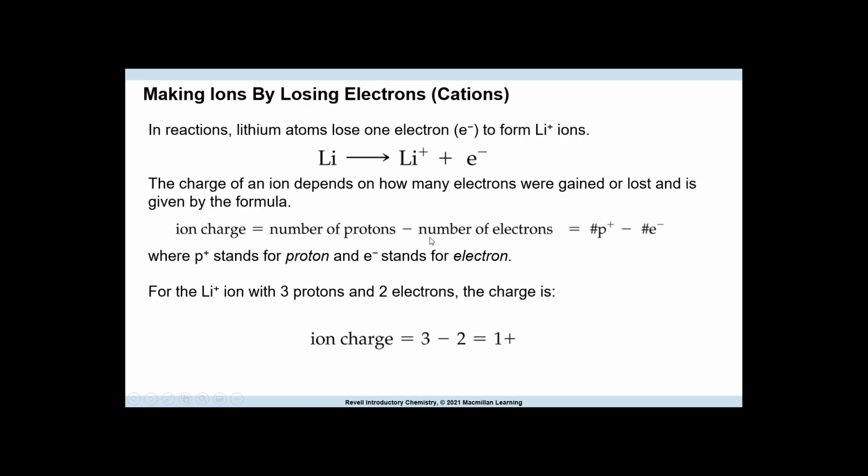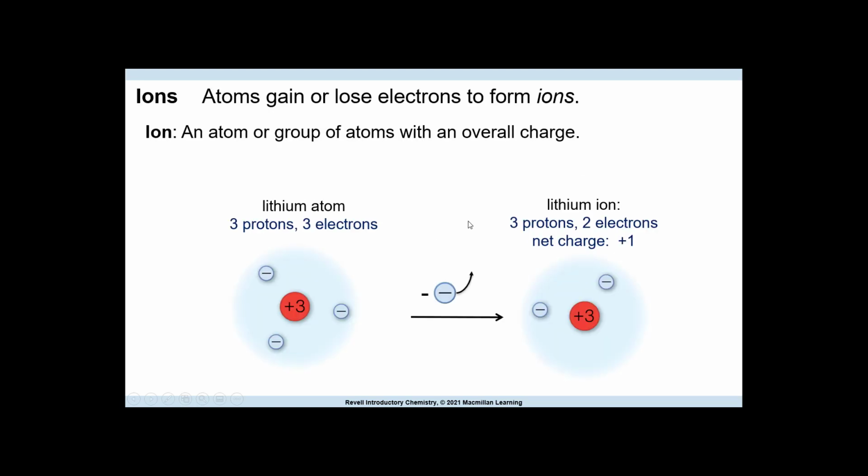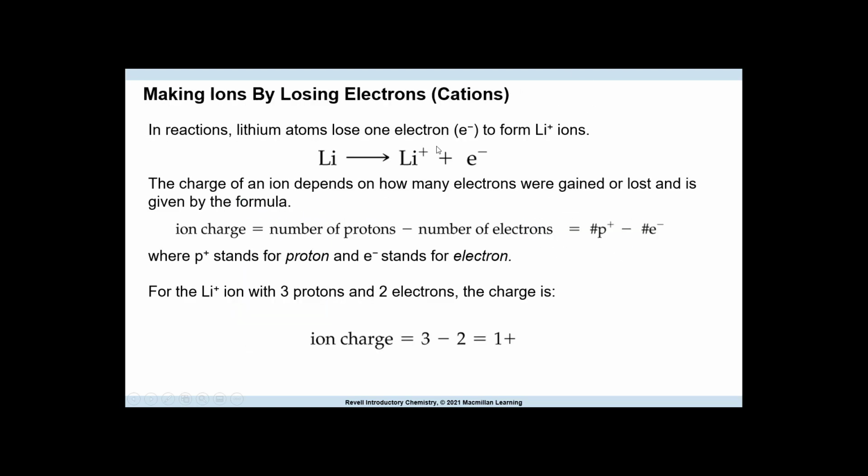So because it has a +1 net charge, we don't write ones, we just write a plus charge. Now this shows that you're dealing with an ion and not a neutral atom. So the charge of the ion depends on how many electrons are gained or lost, and that's what you're going to start showing. So how do we know how to do that?